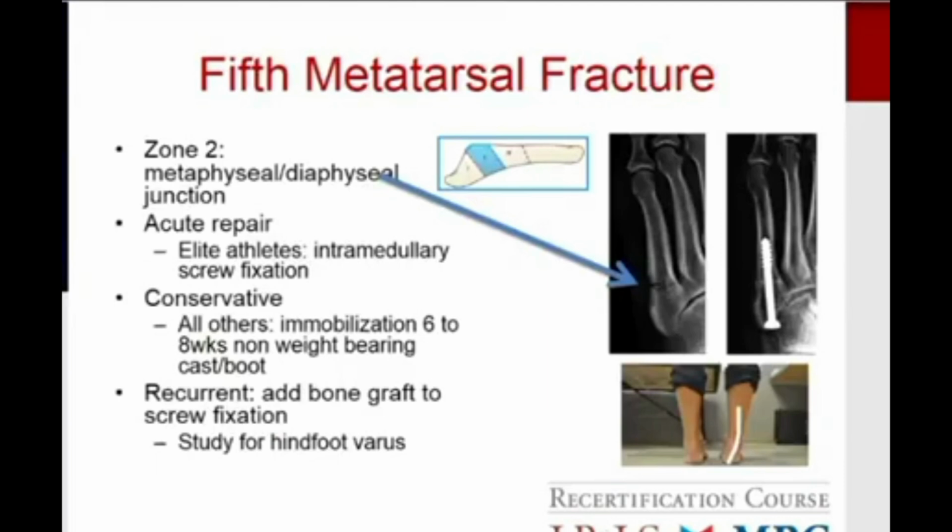The other important point, with any lateral pathology to the foot, fifth metatarsal fractures, peroneal tendon injuries, ligament sprains, look for hindfoot varus, especially on your test question. I'll try and trick you up on that. If you see hindfoot varus, make sure you add a calcaneal osteotomy to realign the hindfoot and take the tension off the outer border of your foot, or the athlete's foot, before they return to play.